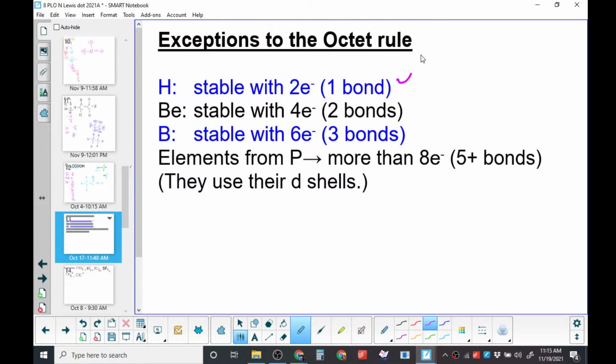So this means in our instructions where it says make sure each atom has an octet. If it's hydrogen, you make sure it only has 2, as we've been doing. If it's beryllium, you make sure it has 4. If it's boron, you make sure it has 6. Oh no, on a test I'd give you a question like these.